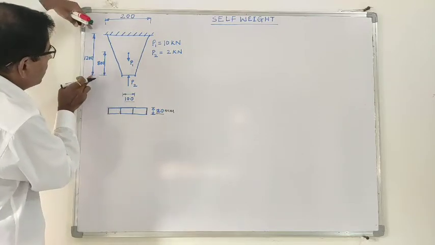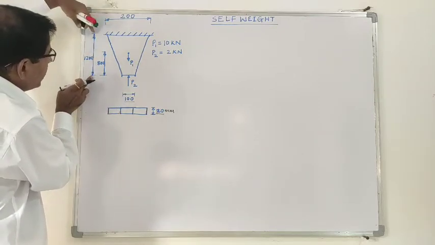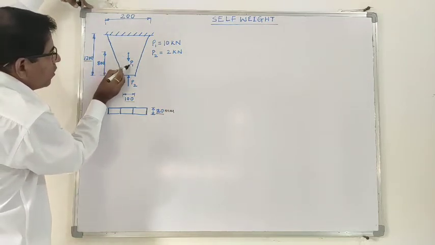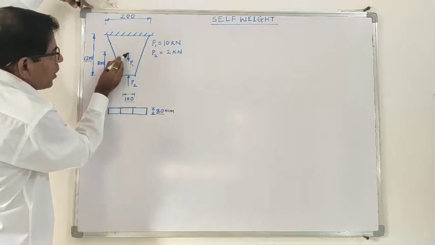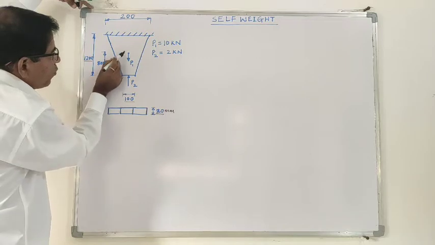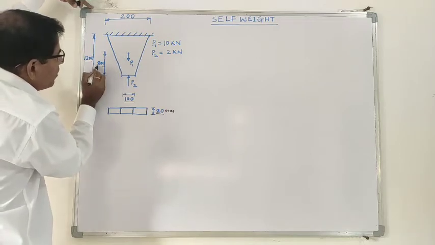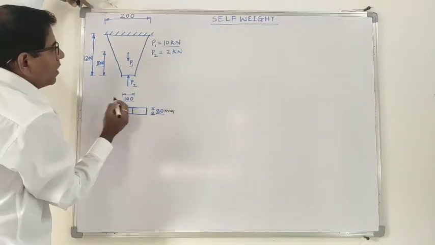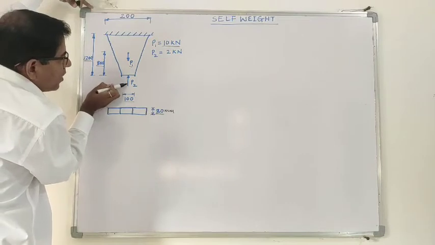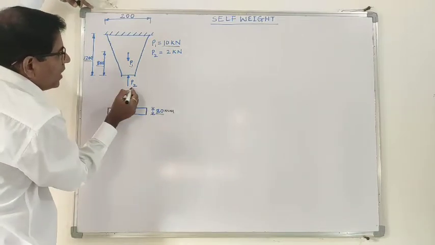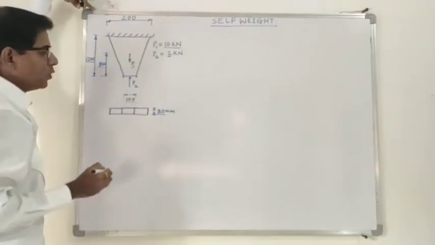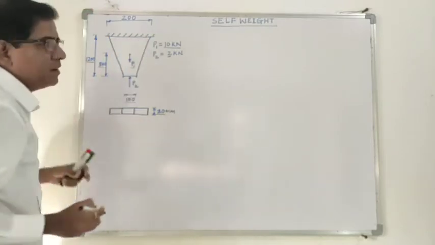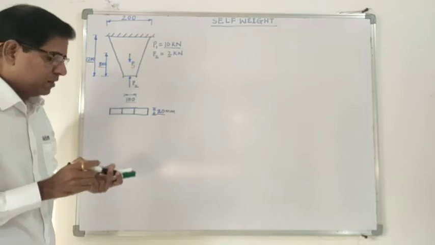Then the total vertical height of this wedge-shaped plate is 1200 mm. One force P1 is applied at this point, and the distance of this point P from the bottom is 800 mm. The magnitude of P1 is 10 kilonewton. Then another force P2 is applied in the upward direction, and the magnitude of P2 is 2 kilonewton. This wedge-shaped plate is fixed at the top end and the bottom end is free.